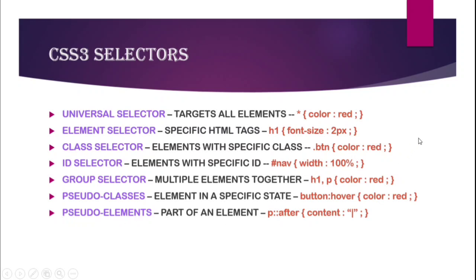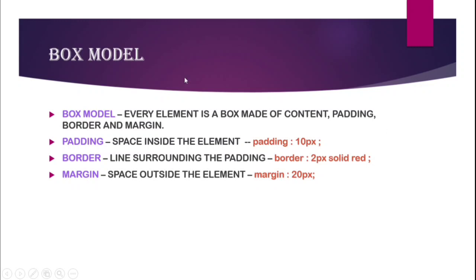Box model is one of the most important things in CSS3 and one of the most important things that you need to learn. Box model is nothing but every element is a box made of content, padding, border and margin. So these four elements make the box model.